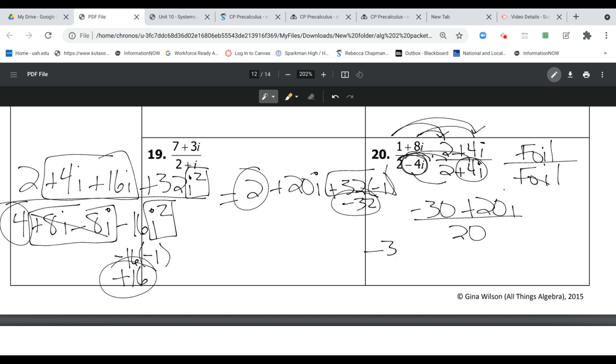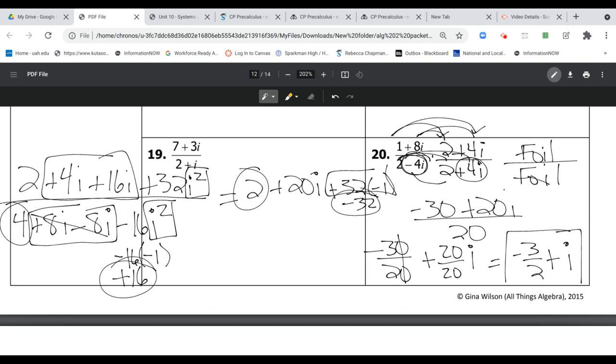So I'm going to separate that, negative 30 over 20 plus 20 over 20i. And that gives me negative 3 over 2. And here I get just plus 1i. And that would be my final answer for number 20.